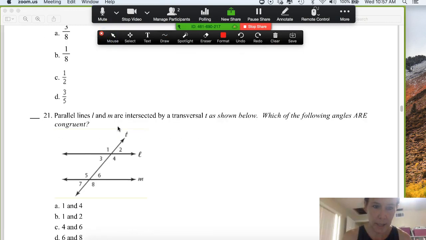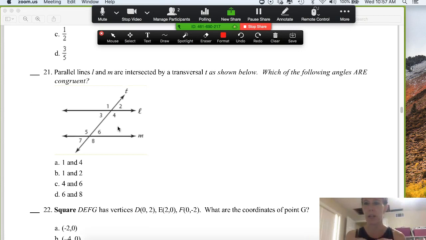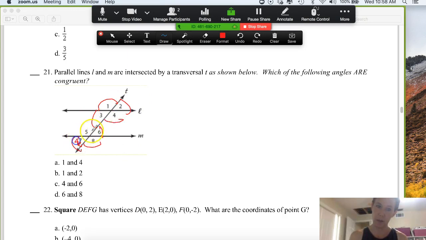Parallel lines L and M are intersected by transversal T as shown below. Which of the following angles are congruent? Well, we know corresponding angles, they're on the same side of the transversal and in the same spot on their line, above the line, those are congruent, okay? Or below the line, same, those are congruent. Same side interior angles, those are supplementary. They're not congruent. Alternate exteriors are congruent. Also, alternate interiors are congruent.